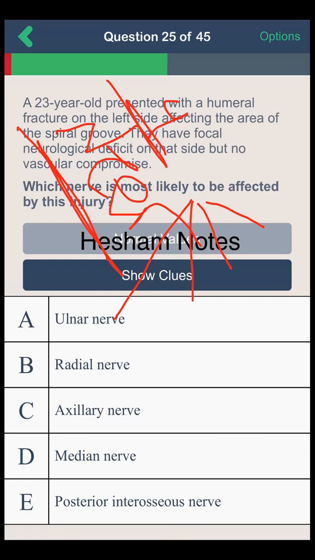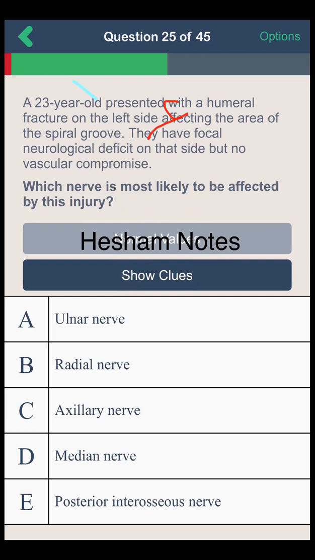Then in the radial groove, the radial nerve and the profunda brachii artery pass. Radial nerve and the profunda brachii artery in the radial or spiral groove. So in this patient, in the area of the spiral groove, the radial nerve will be affected. What will happen if the radial nerve is affected at the level of the spiral groove? Wrist drop will be there, sir. Finger drop will be there, and there is loss of sensation over the dorsal aspect of the hand.